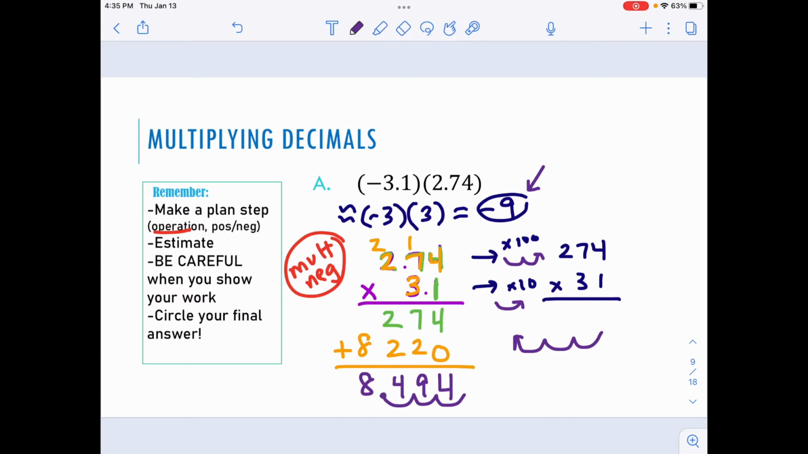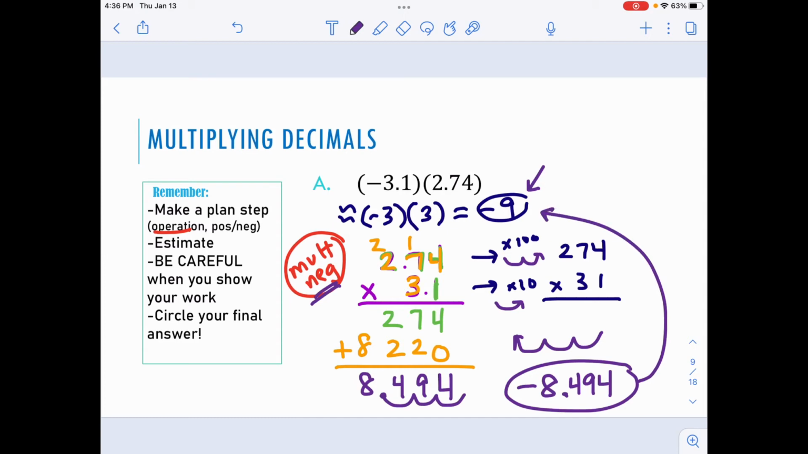I cannot leave my answer like that. So I'm going to write 8 and 494 thousandths, making my decimal point nice and clear. I'm going to go back to my plan step. Don't forget it's negative. Circle that final answer. I'm going to compare it with my estimation, and I know that I am correct.